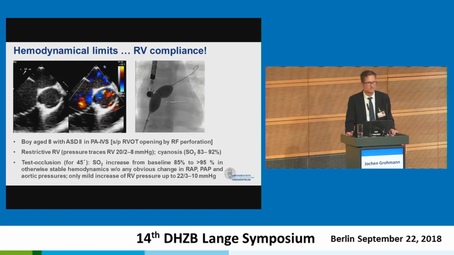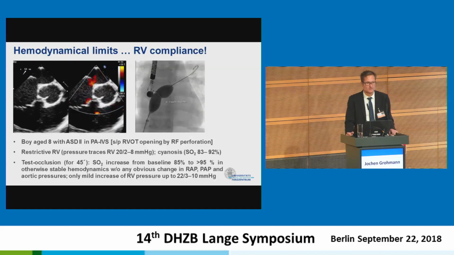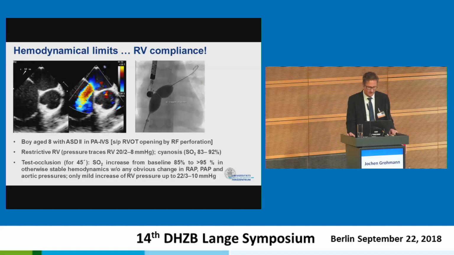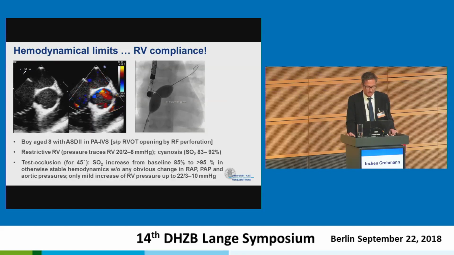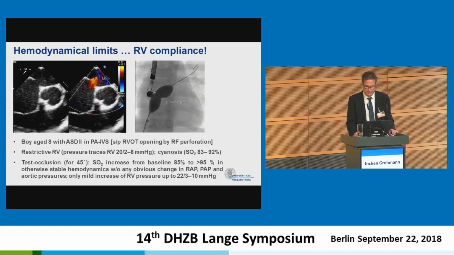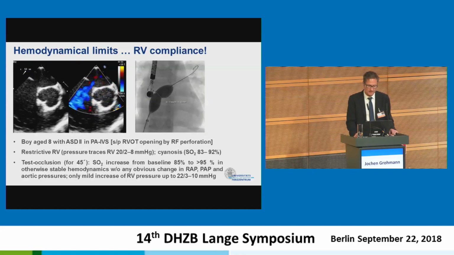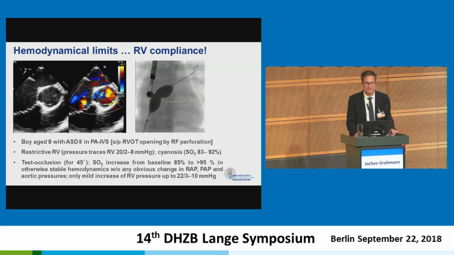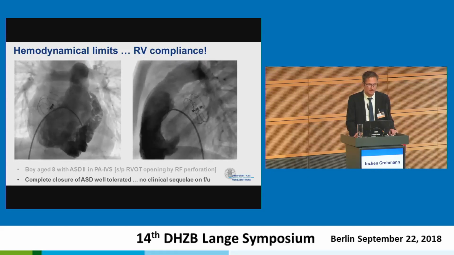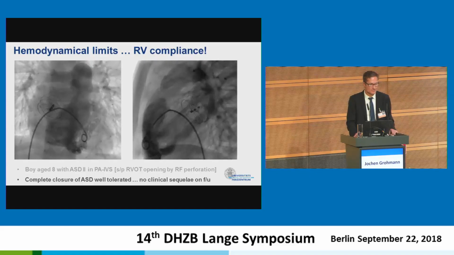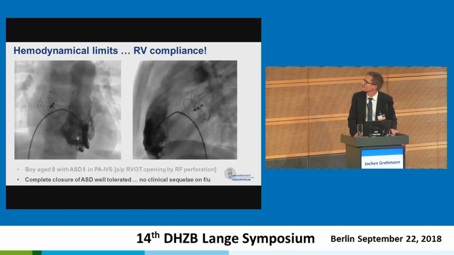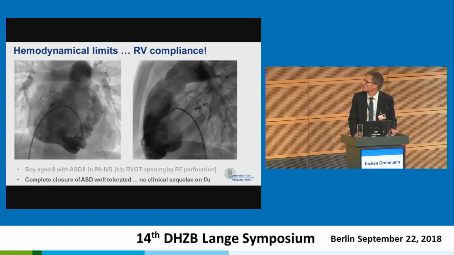You have to be careful when you perform that. Do it long enough, and not very quickly, to get all the measurements you need for a decision. But in this patient, it was easy to see that the saturations went up and the hemodynamics didn't change. So we could close that, and note that the right ventricle really is not normal. The musculature explains that you have a diastolic dysfunction.